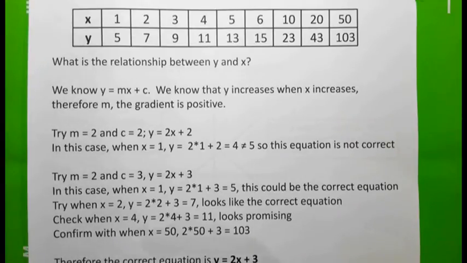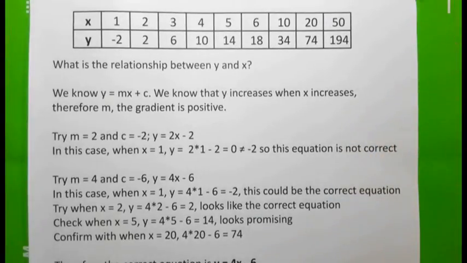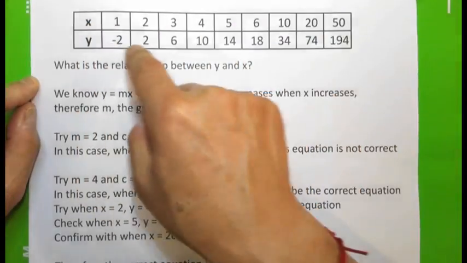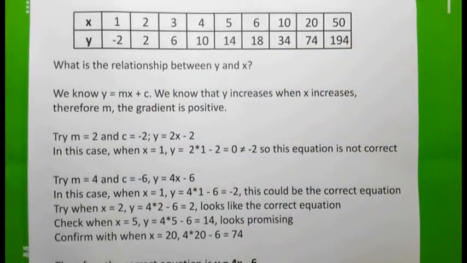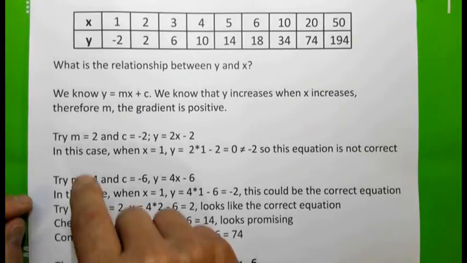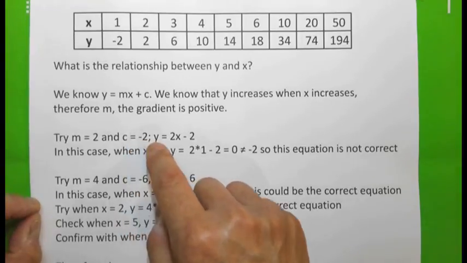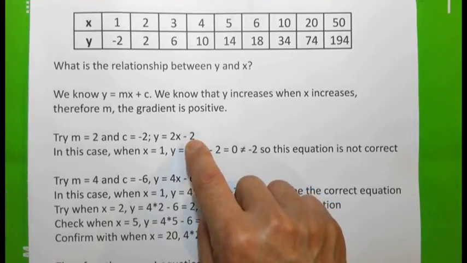Let's have a look at another set of data. First thing we look at is the gradient. Again, we notice when x increases, y increases. So therefore, the gradient is positive. Again, do the trial and error. Let's try m equals 2 and c equals minus 2. The equation is y equals 2x minus 2.